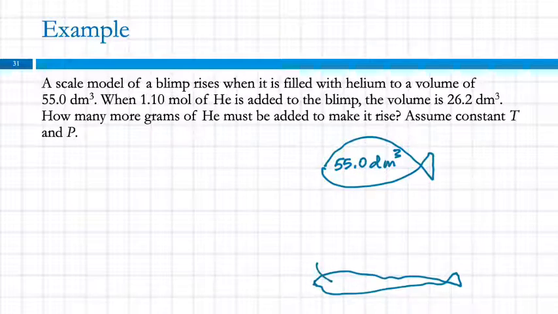So down here, what we have is 1.1 moles of helium in there, and its volume is 26.2 cubic decimeters. It's not floating yet. We want to know how many more grams of helium we have to add to make it rise. Now, doesn't that seem a little weird? I'm going to add mass to this thing and it's going to float? Yeah, it will.